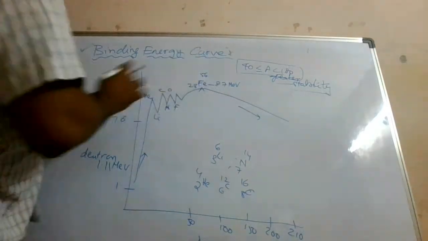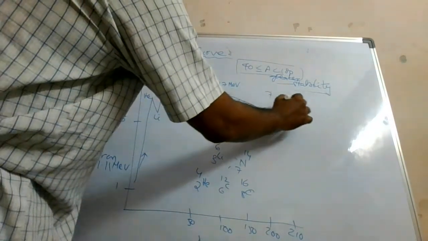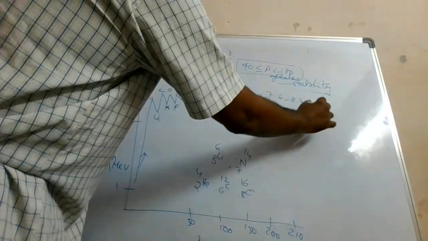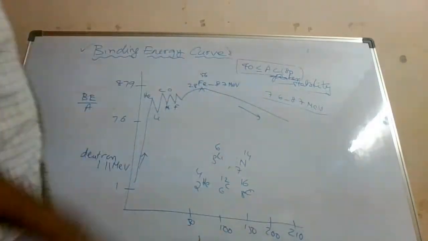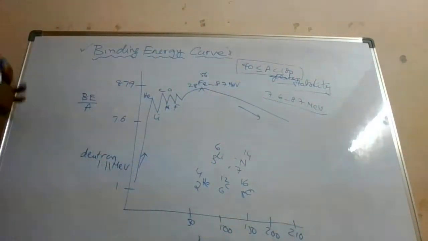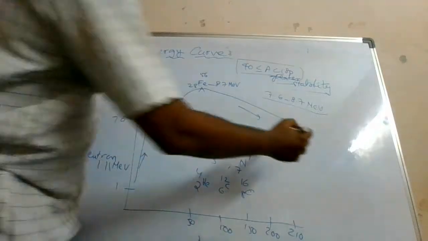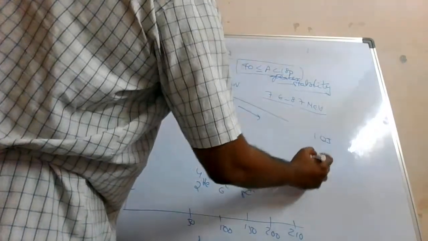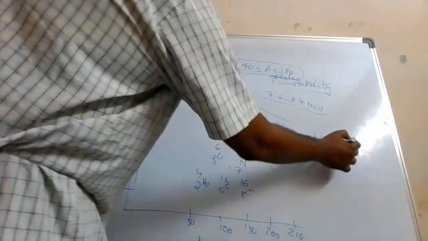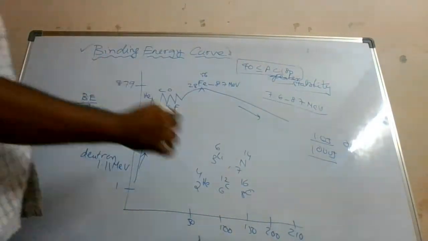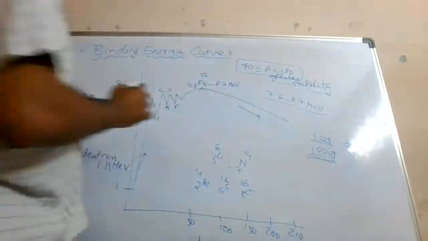They are in the range of 7.6 million electron volts to 8.7 million electron volts. So what is the meaning of this? This much amount of high energy has to be provided to break them. Suppose I tell you, I need 10 joules of energy, I need 1000 joules of energy. For a particular atom, 10 joules of energy is sufficient to break. For some other atom, 1000 joules of energy is required.